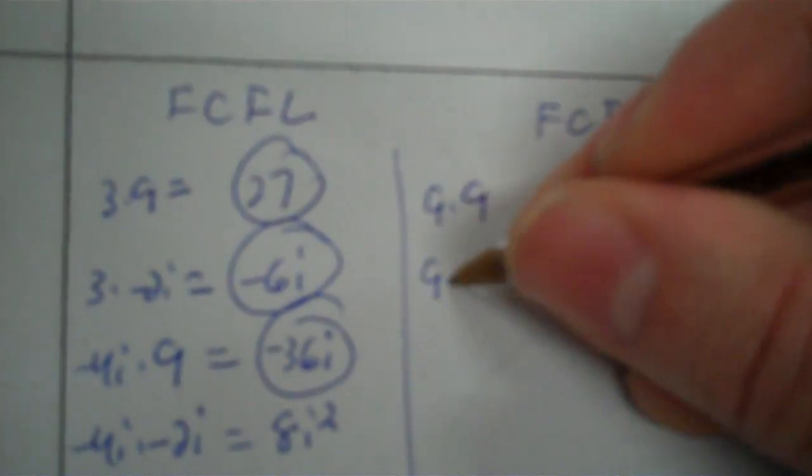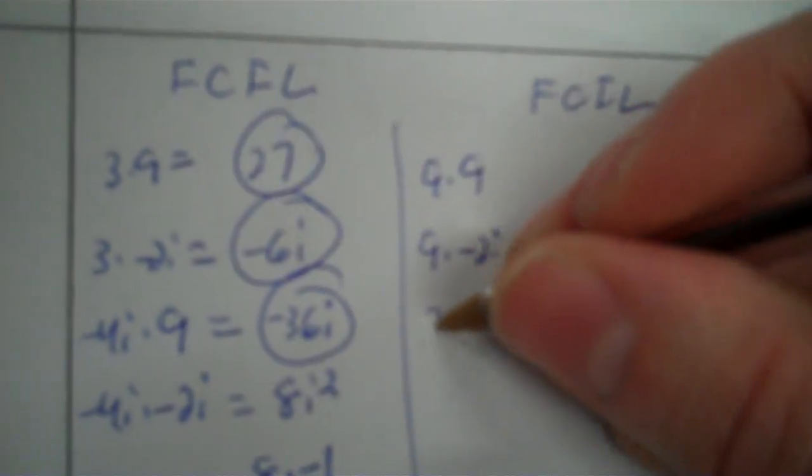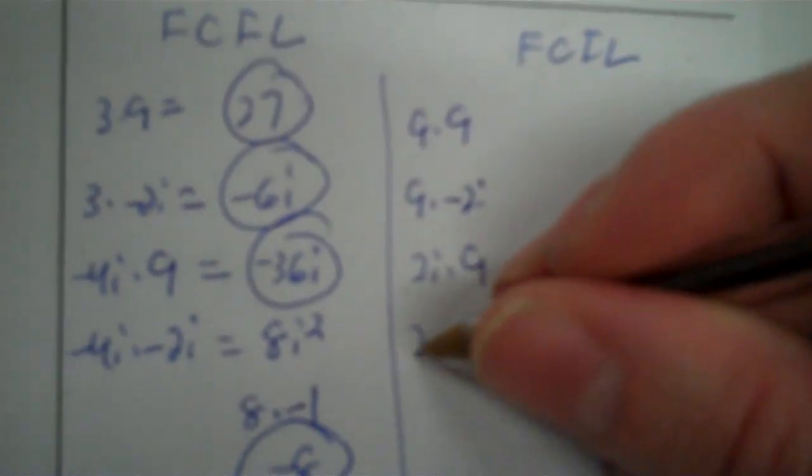Now on the bottom, the i's are going to go away. You're going to take 9 times 9, 9 times negative 2i, positive 2i times 9, and then positive 2i times negative 2i.